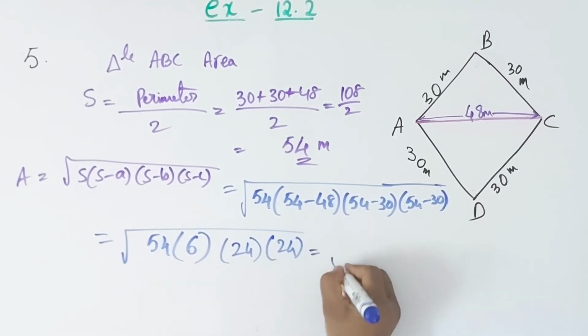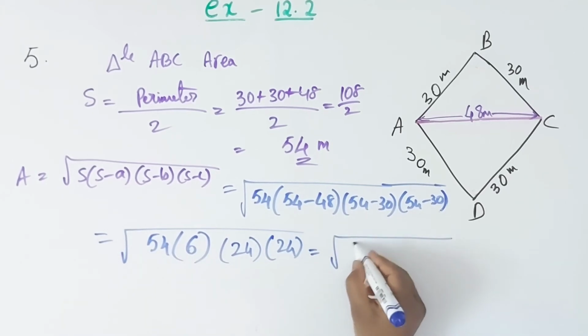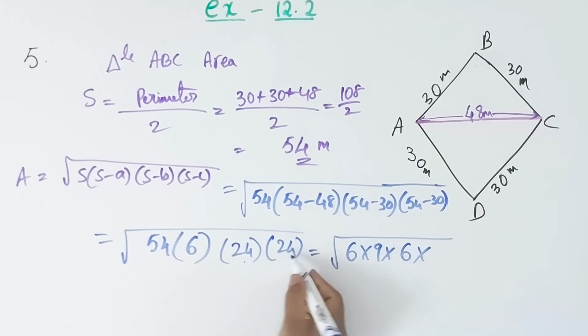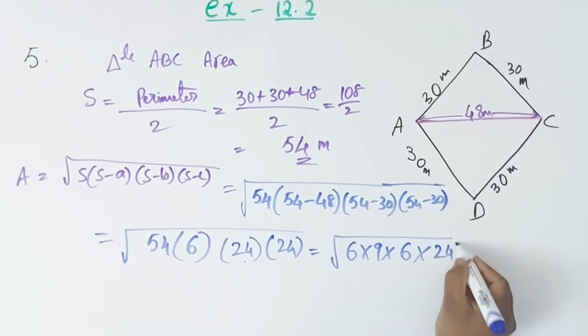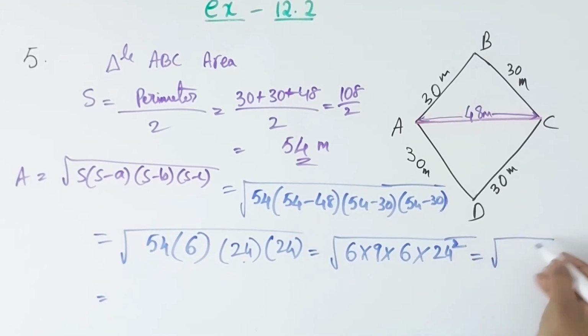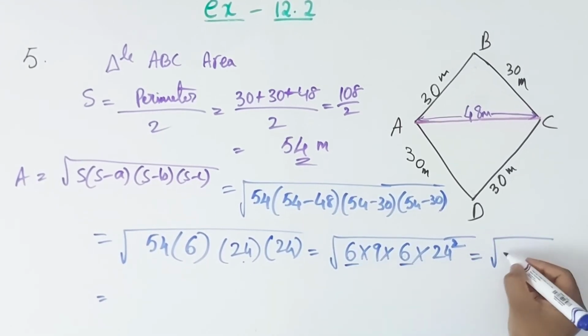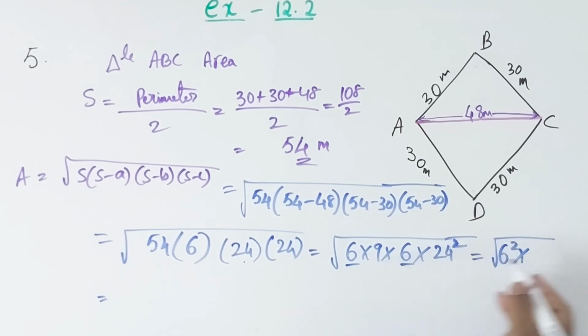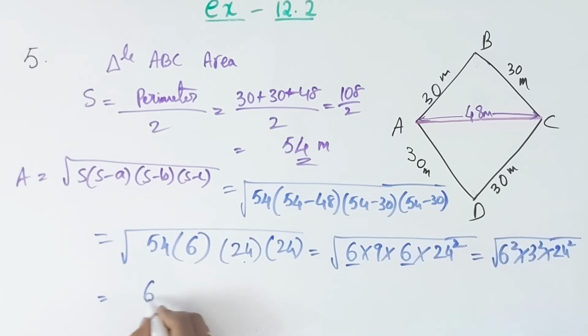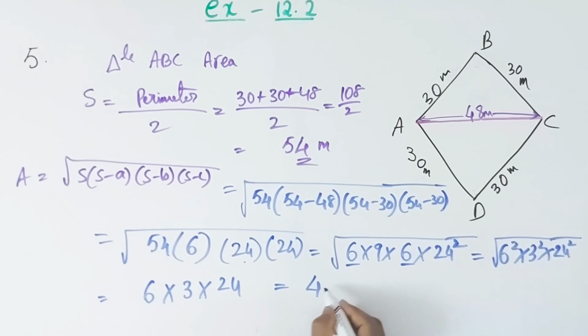Right? So this equal to root of 54. 6 nines are 54 we can write. Again 6 here. 24, 24. 24 square we can write. This equal to root of, here we have 2 6, that means 6 square. 9 means we can write 3 square into 24 square already there. Now square and square root will get cancelled. It is 6 into 3 into 24 children, that equal to 432 meters square.